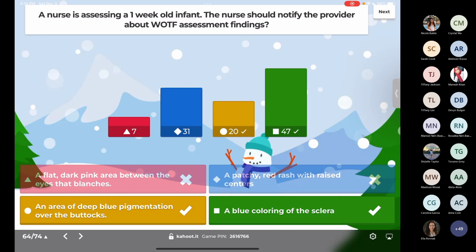Additionally, this blue pigmentation, we talk about it a lot more in women, children, family, but that could be indicative of another more complex disease. So that's totally okay if you didn't get the yellow portion right. This was from ATI, so it probably pooled women, children, family together. But for our purposes, blue coloring of the sclera, absolutely, that is osteogenesis imperfecta.